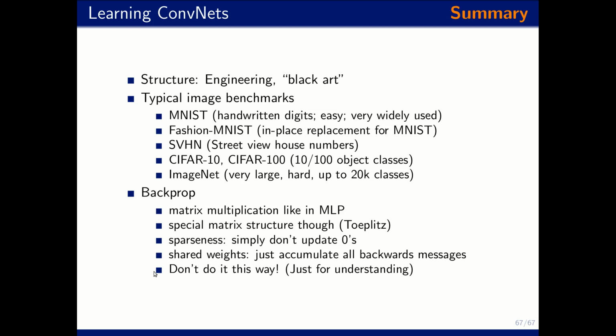Don't do it this way. This is terribly inefficient. You can just use standard tools which do this for you, like PyTorch and TensorFlow. But linking back to matrix multiplication and multilayer perceptrons essentially lets us understand how backprop works in ConvNets.